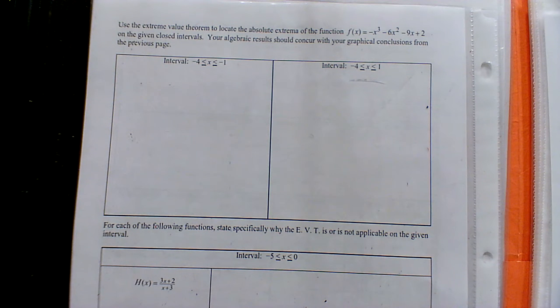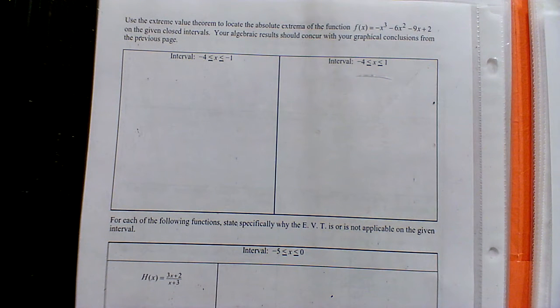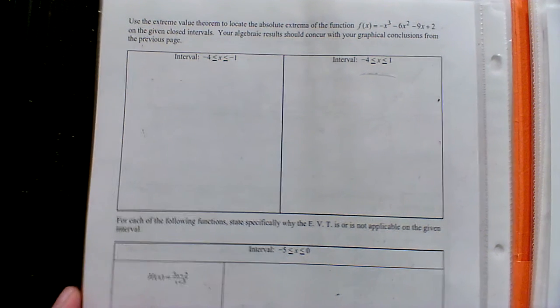If f of x is continuous on a closed interval AB, then f of x is guaranteed to have at least one absolute min and one absolute max on a closed interval. So it's important that it's continuous. If it is continuous, you're guaranteed to have at least one absolute max and min. If it's not continuous, like if you have a jump or a hole for some reason in your graph, you're not guaranteed to have that absolute max or absolute min. You could still possibly have one, you're just not guaranteed to have it.